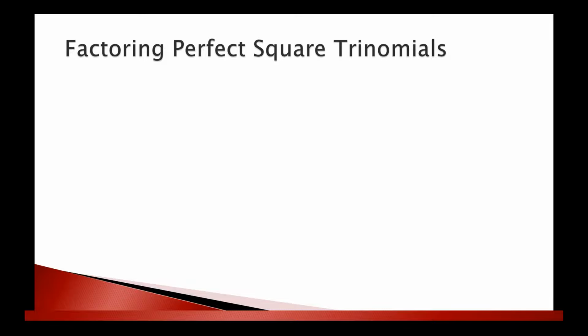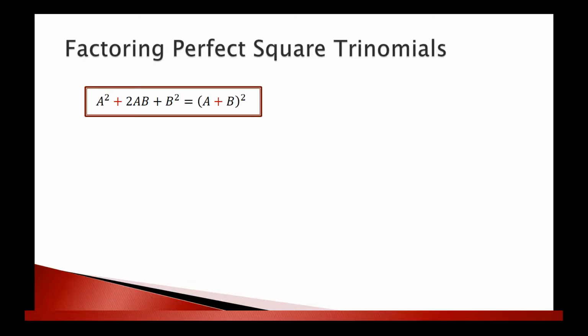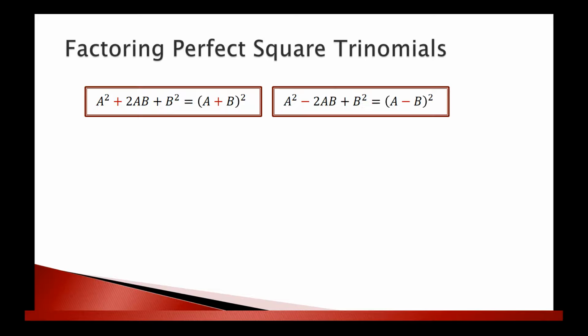Factoring perfect square trinomials. The perfect square (a plus b) squared is a squared plus 2ab plus b squared. So this is like doing the reverse of a squared plus 2ab plus b squared. We know that (a plus b) squared equals a squared plus 2ab plus b squared, and now we'll do the reverse of that. Also, a squared minus 2ab plus b squared equals (a minus b) squared.